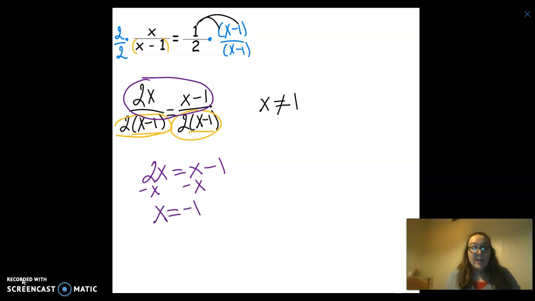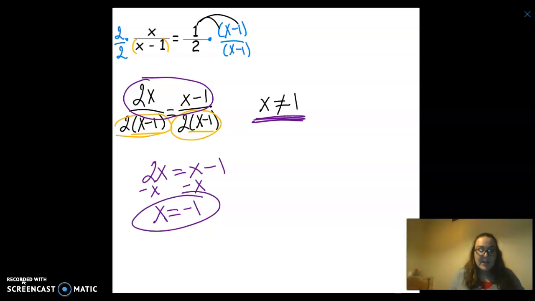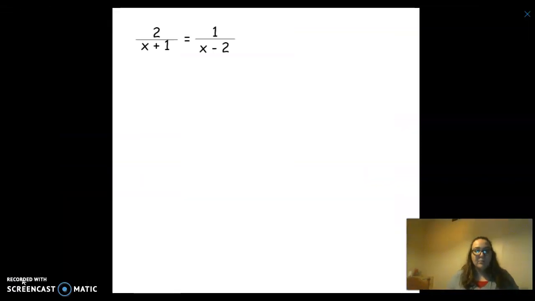Okay, again, we wrote what x cannot be right here so that we had a fast way to check ourselves. Did we get a positive 1 as our x? Nope, we got a negative 1. So that means x equals negative 1 will work. If you were to check your answer up there at the top and plug it back in, it will indeed make those equal. Okay, next question.